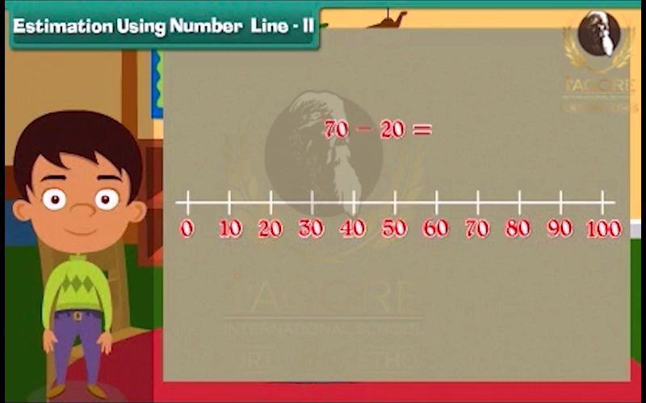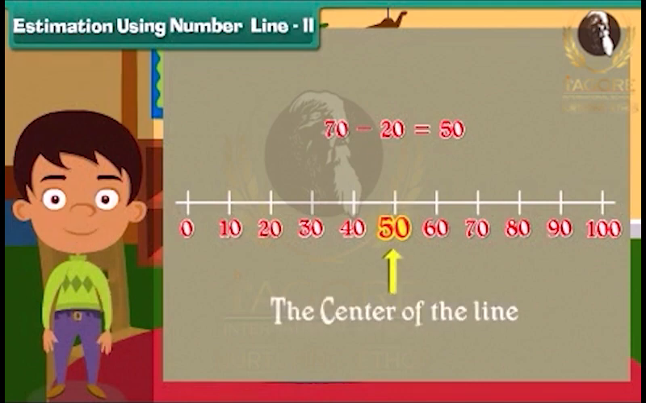Subtracting 20 from 70, we get 50. And the position of 50 will be the center of the line.